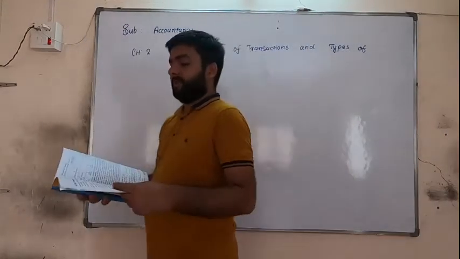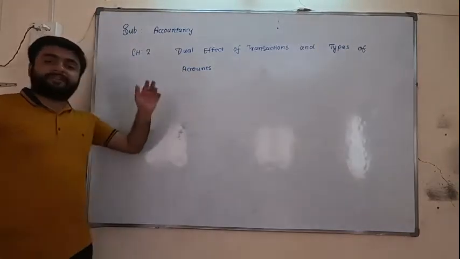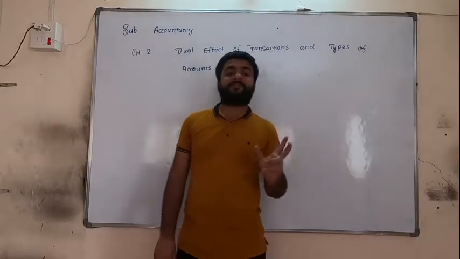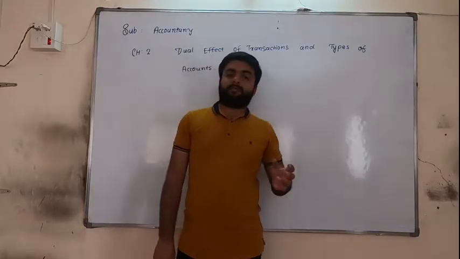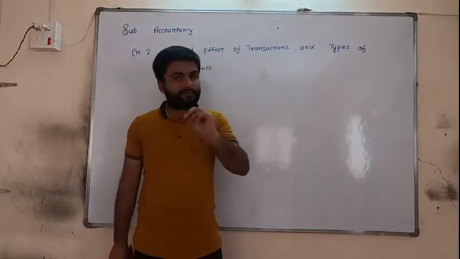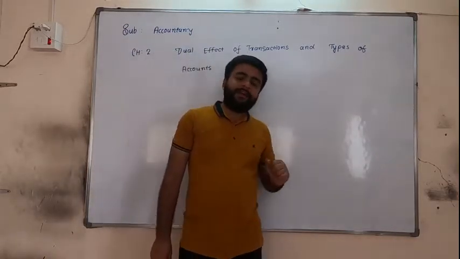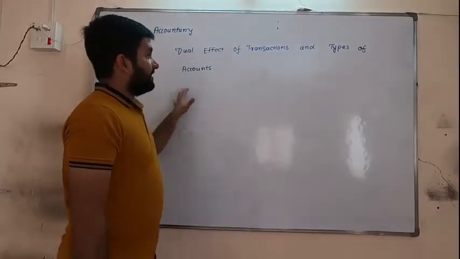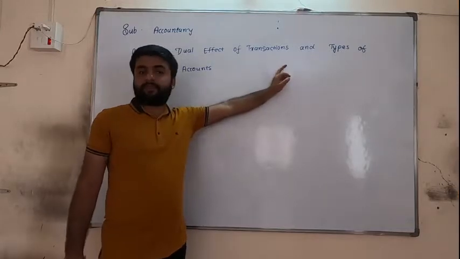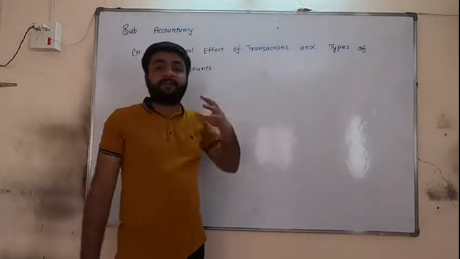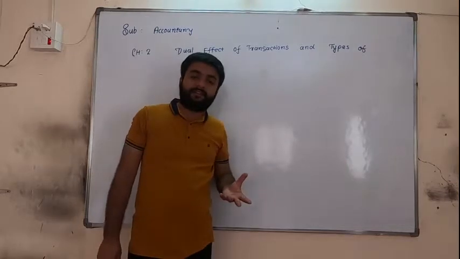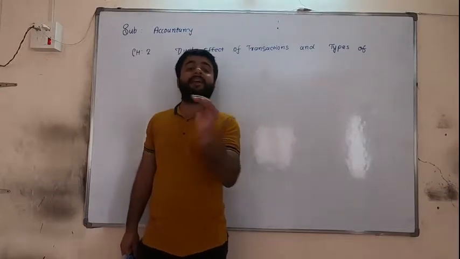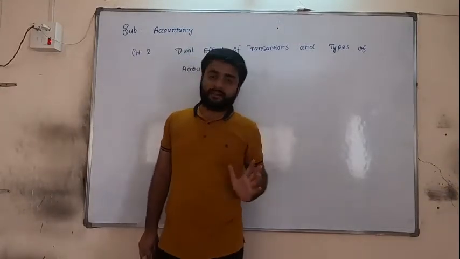Looking at the name of the chapter, dual effect of transactions. Friends, in chapter 1 itself, in the last topic, we discussed that in accounting a transaction has a minimum of two effects, debit and credit, and debit and credit are always equal. So in this chapter we are learning that if a transaction occurs, what dual effect we have to give to that transaction. This is again a base for writing any entry or doing anything in accounting.